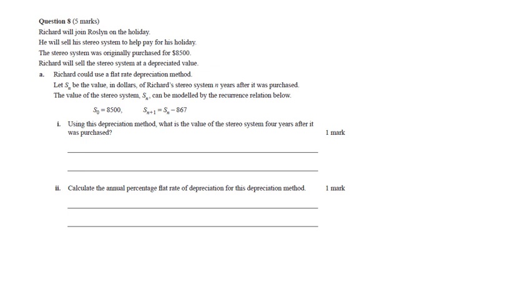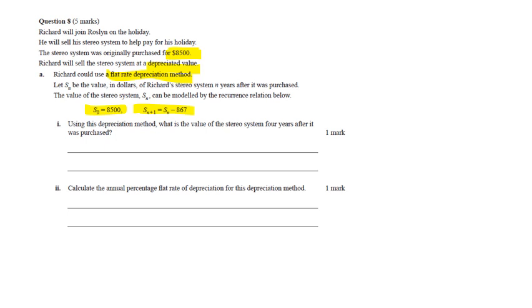Okay, so this guy called Richard is going to sell his stereo system, which cost him $8,500, and it has a depreciated value. It's been used at flat rate depreciation, and they've given us the formula. So S0 equals 8,500. That makes sense from what we had up here, and that's our flat rate depreciation. Using this depreciation method, what is the value of the stereo system after 4 years?